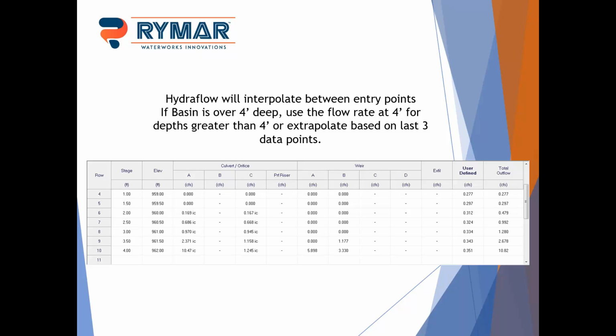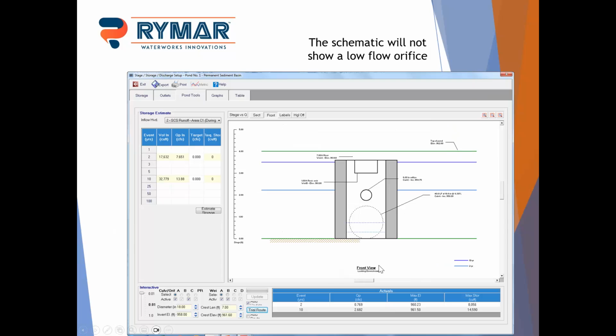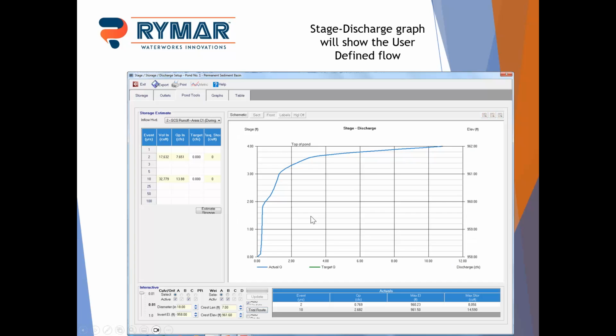If that doesn't make sense on how to do that, get back to me and I'll explain that in more detail for you. So then when you go into Hydraflow, you've got your schematic. Normally you're going to have a low flow orifice down here at the bottom. You're not going to see that in this case because that user-defined flow is going to take the place of that. But here we see our 6-inch orifice, our 1 foot weir, and our top of riser.